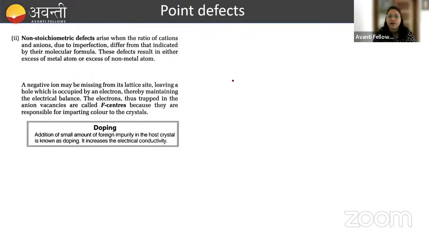Okay. Next defects are non-stoichiometric defects, which arise when the ratio of cation and anion, due to their imperfection, differs from their indicated molecular formula. So the ratio of cation and anion is different from what is shown in the molecular formula. Okay, and there are two types of this defect. One is the excess of metal atom or excess of non-metal atom.